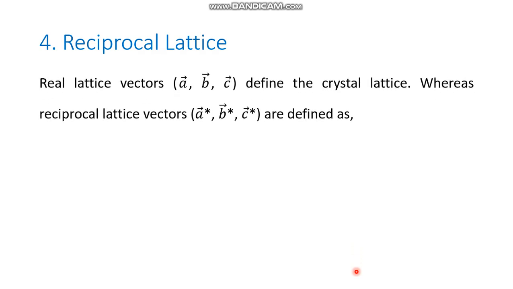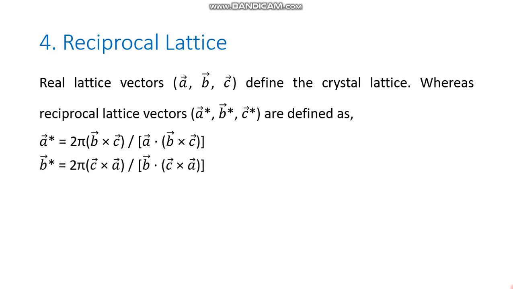Now reciprocal lattice. The real lattice vectors A, B and C define the crystal lattice, whereas the reciprocal lattice vectors A star, B star, C star can be defined as: A star is twice pi B cross C over A dot B cross C. You know the significance of cross product and dot product, isn't it? B star is twice pi C cross A over B dot C cross A. This way the reciprocal C vector is also defined.